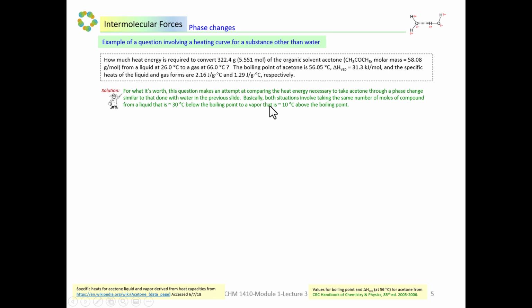So for what it's worth, as I alluded to just a second ago, this question makes an attempt at comparing the heat energy necessary to take acetone through a phase change similar to that done with water on the previous slide. The similarity is that both situations involve taking the same number of moles of compound from a liquid form that's about 30 degrees below the boiling point to a vapor that's about 10 degrees above the boiling point.